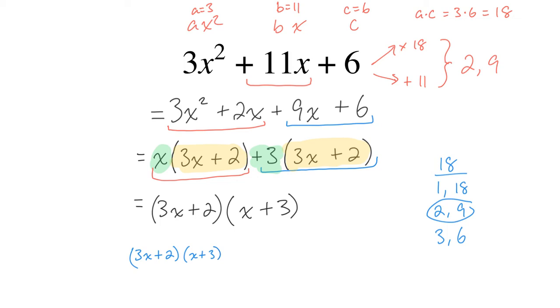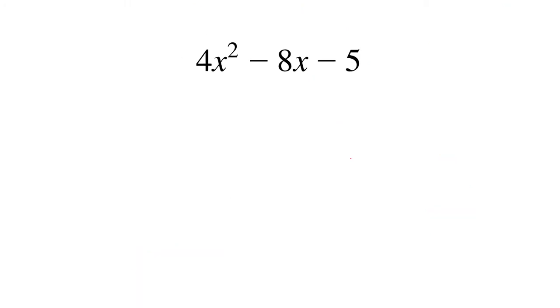So 3x times x, that's just 3x squared. 3x times 3 is just 9x. 2 times x is just 2x. 2 times 3 is 6. Combine those two middle terms and we're going to get 11x. And we're left with our original expression, 3x squared plus 11x plus 6. And there you have it. This is factored. And let's do another one.